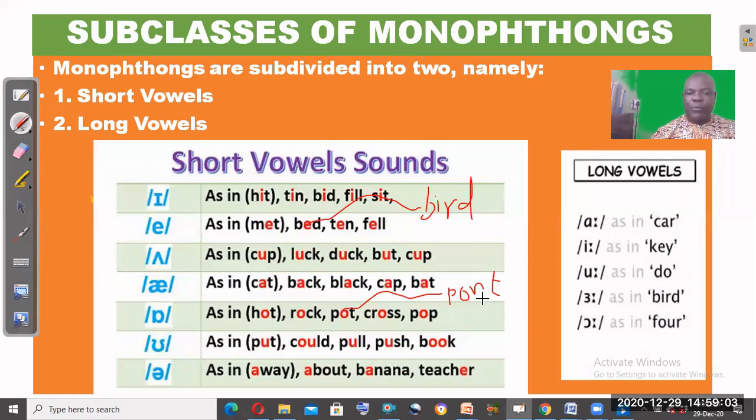Pots, pots. That imports pots and clears them at the port. Notice the difference between pots and pores. All right? So here we have seen the two subclasses of monophthongs, the short vowels and the long vowels.